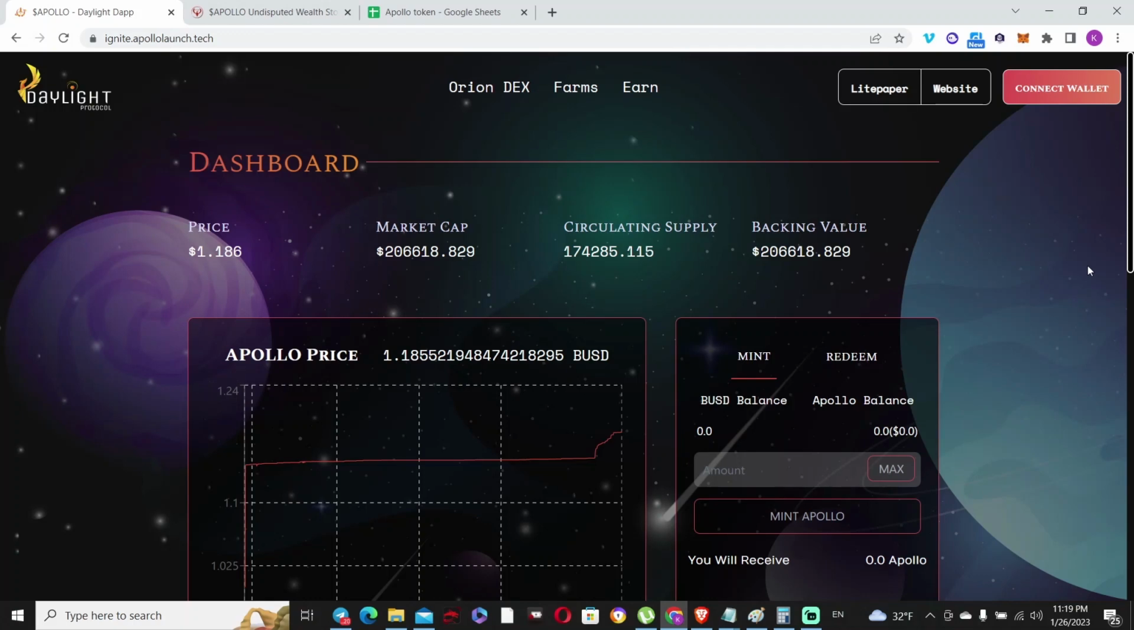I promise you, this isn't clickbait, all right? So Apollo, a product of the Daylight Protocol, is a token that doesn't go down in value. So we're gonna go into how the algorithm was formed in order for this to happen. So we're focusing solely on the price action, all right?